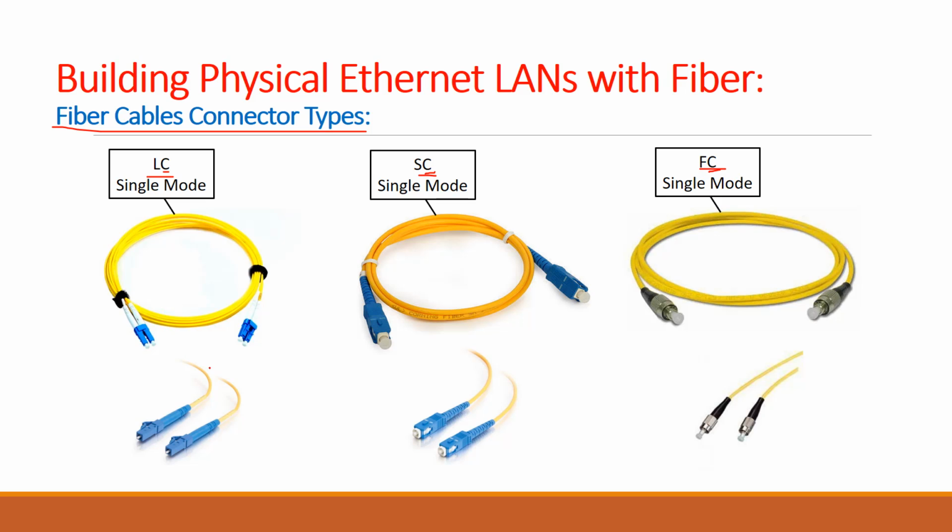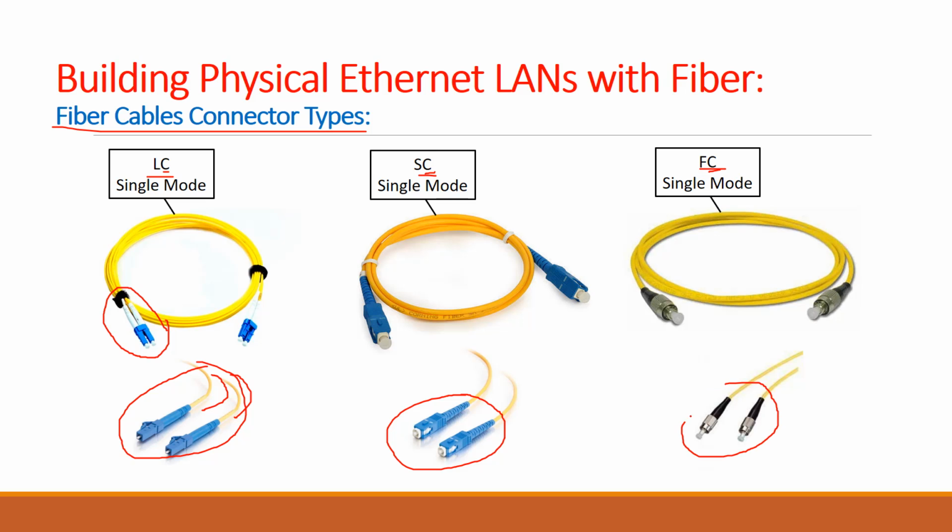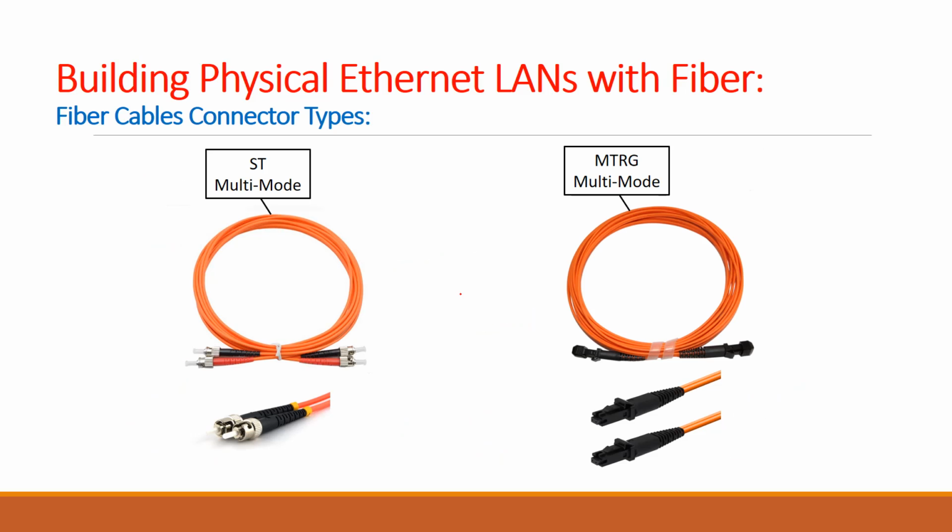As you can see here, this is the shape of the LC connector, and we use two cables, one for transmitting and one for receiving. This is how the SC connector looks, and this is how the FC connector looks. For multi-mode, we have the ST connector and the MTRJ, and this is how they look. This is the MTRJ.